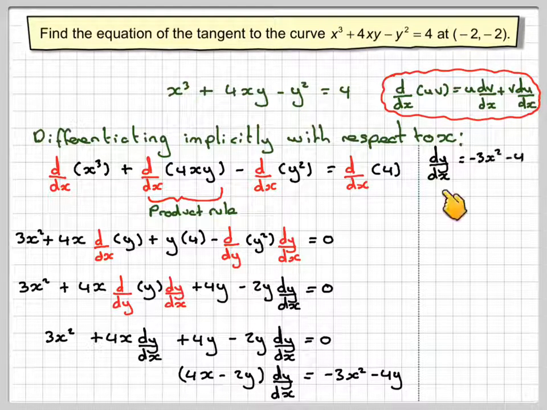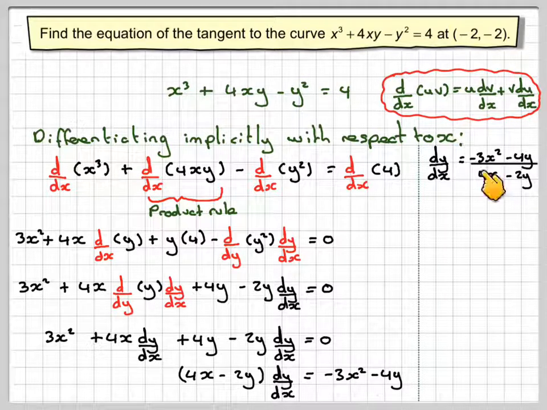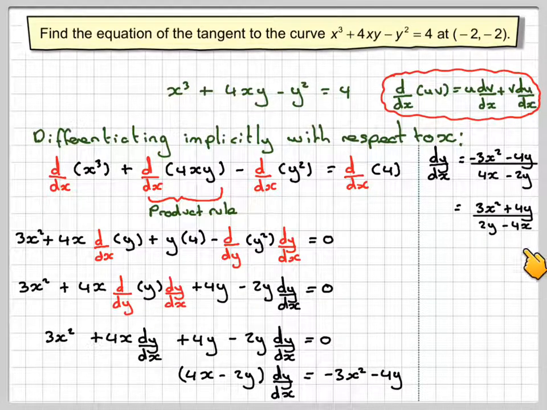And that gives that dy/dx will be minus 3x squared minus 4y over this here, which is 4x minus 2y. Now we can take a little minus sign out here and take it down here and here. So this now becomes 3x squared plus 4y over 2y minus 4x. What we do is swap these over and swap the signs, make the top positive. Just makes it a little bit neater. Don't have to do it.